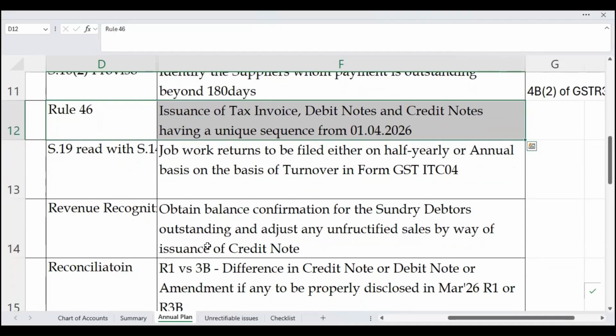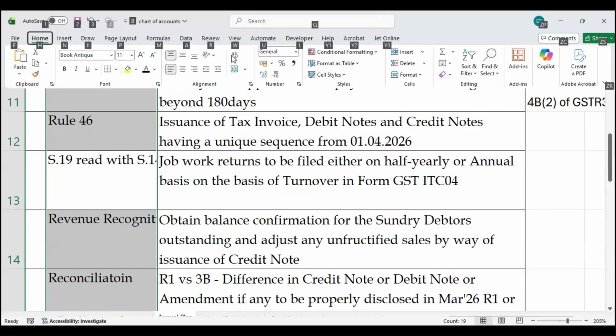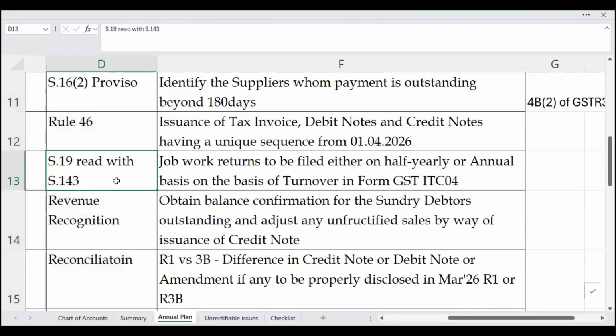So start from 1. Then job work, Section 16 and 19 read with Section 143. Any material you have given for job work should be received back within 1 year. So as on 31st March, you have to check whether a delivery challan was issued but not received back. If not received back, I have to reverse the input tax credit. Not only that, there is a GST return called ITC-04. If your turnover is more than 10 crore, April to September one return, October to March one return. If turnover is less than 10 crore, ITC-04, one return every year. So based on the delivery challans you have issued.